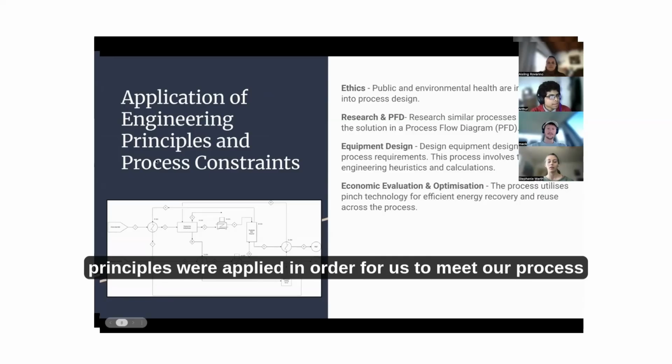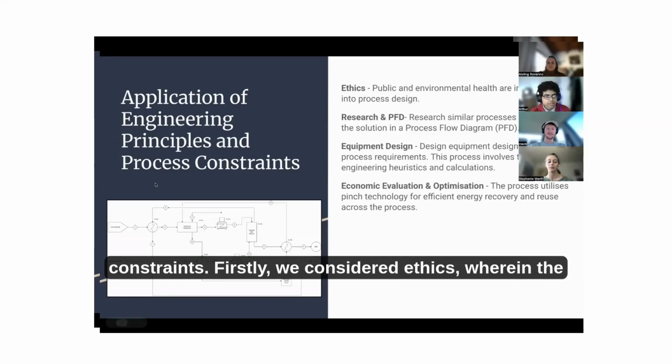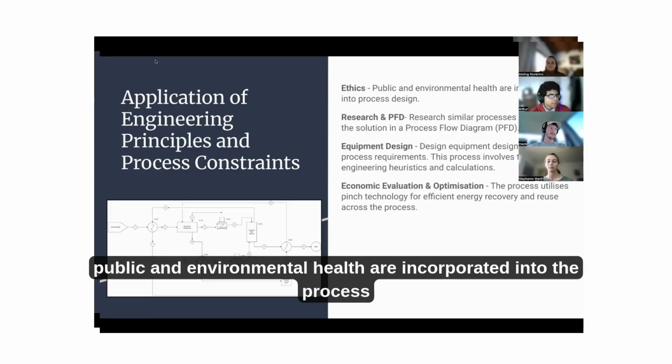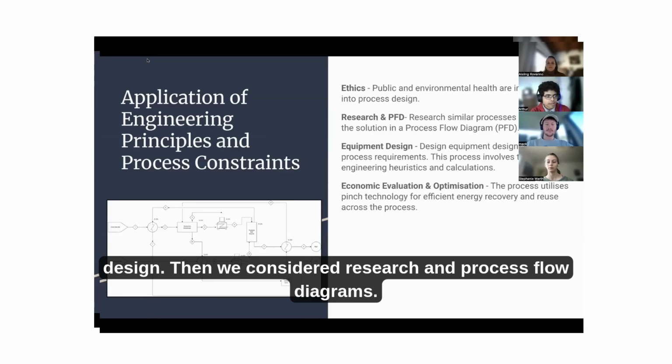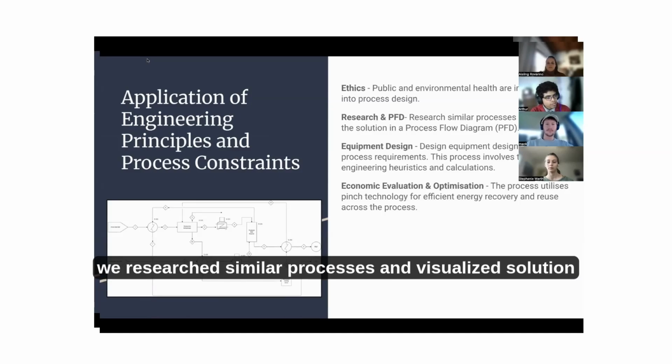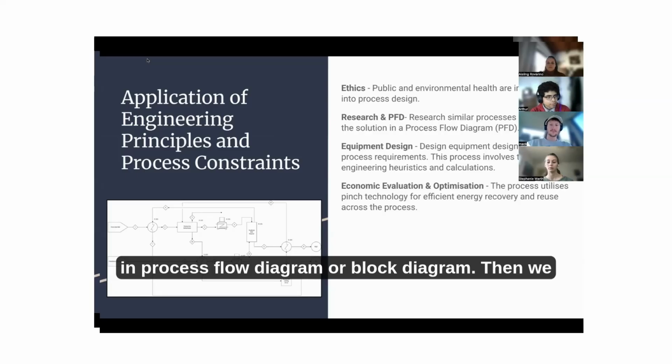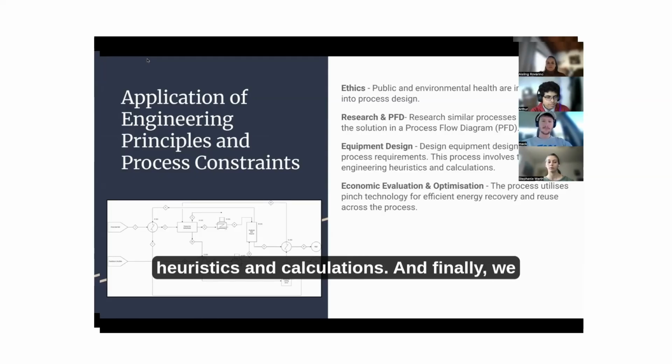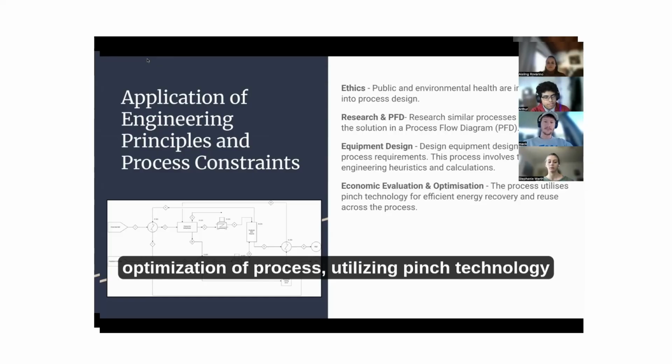Engineering principles were applied in order for us to meet our process constraints. Firstly, we considered ethics, wherein the public and environmental health are incorporated into the process design. Then we considered research and process flow diagrams, wherein we researched similar processes and visualized the solution in a process flow diagram or block diagram. Then we designed our equipment based off process requirements. This involved the use of engineering heuristics and calculations. And finally, we conducted an economic evaluation and further optimization of our process, utilizing pinch technology for efficient energy recovery and reuse across the process.